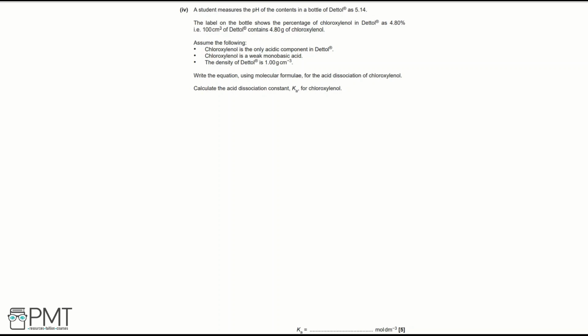Part 4. A student measures the pH of the contents in a bottle of Dettol as 5.14. The label on the bottle shows the percentage of chloroxylenol in Dettol as 4.80%, i.e. 100 centimeters cubed of Dettol contains 4.80 grams of chloroxylenol. Assume the following. Chloroxylenol is the only acidic component in Dettol. Chloroxylenol is a weak monobasic acid. The density of Dettol is 1.00 grams per centimeter cubed. Write the equation using molecular formulae for the acid dissociation of chloroxylenol. Calculate the acid dissociation constant, Ka, for chloroxylenol.